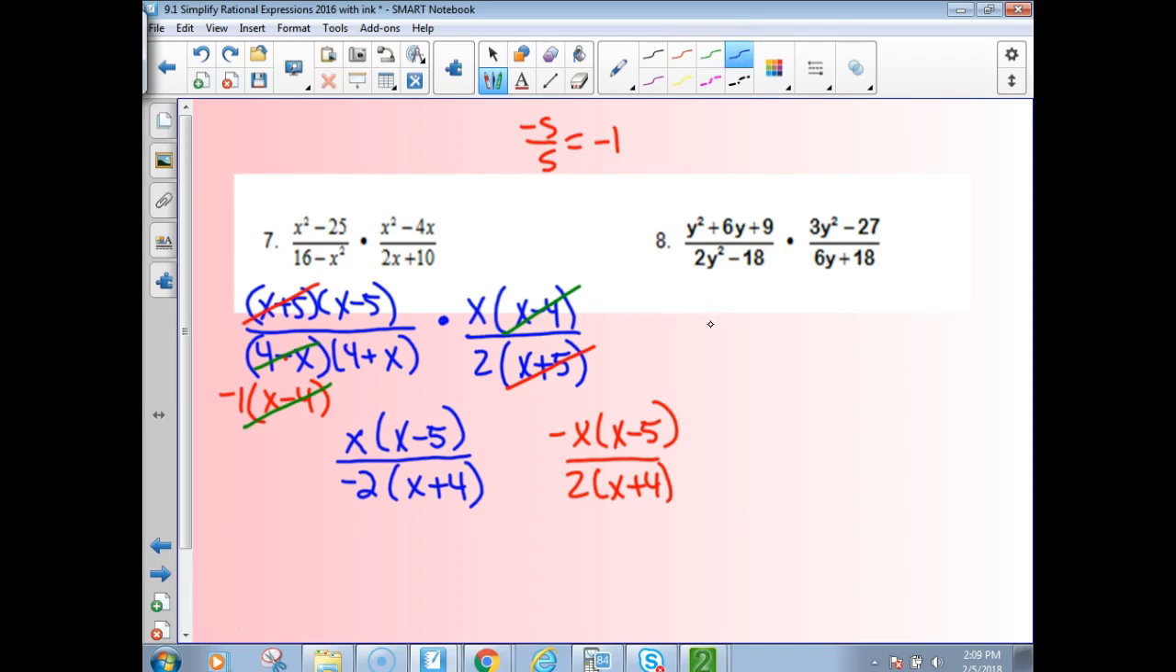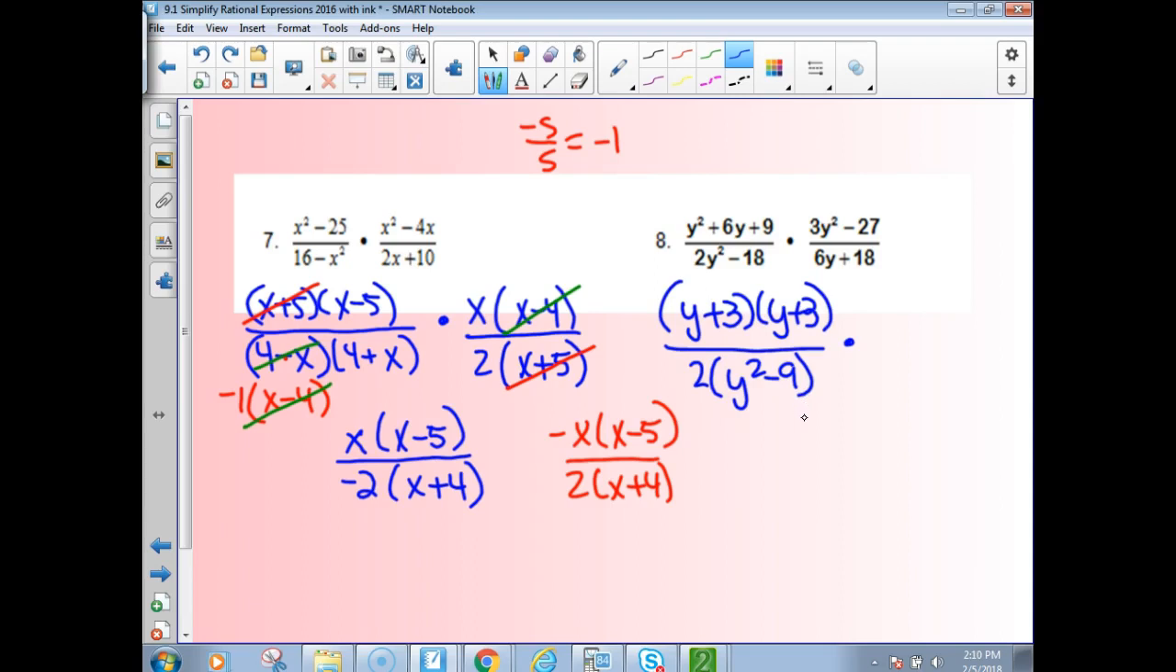All right, let's try another. Y squared plus 6y plus 9 is a perfect square trinomial. Factors y plus 3 times y plus 3. I am going to write both of them instead of writing it quantity squared because of what's coming. All right, so now I'm going to factor out a 2 from the denominator. That's going to be 2 times y squared minus 9. Oh, that y squared minus 9 is factorable.